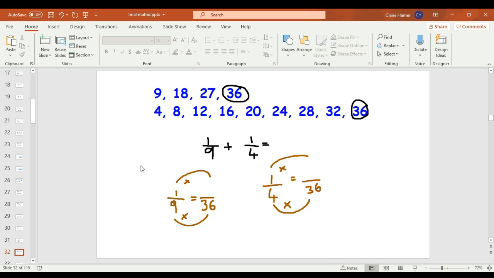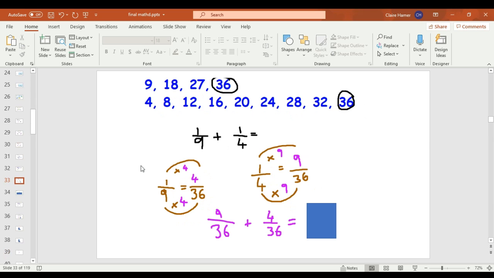Okay, I'm going to reveal my answer, so pause the video if you're still working. So I got 4/36 and 9/36. I multiplied by 9 and I multiplied by 4. So what's the answer? 9/36 add 4/36 is equal to 13/36. Okay, and that's in the simplest form.